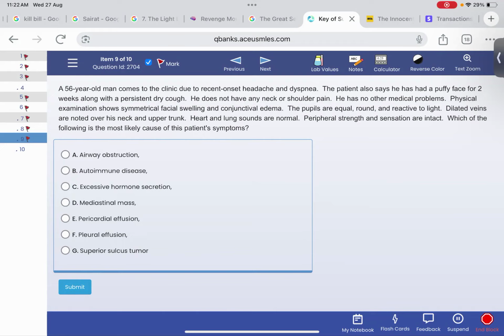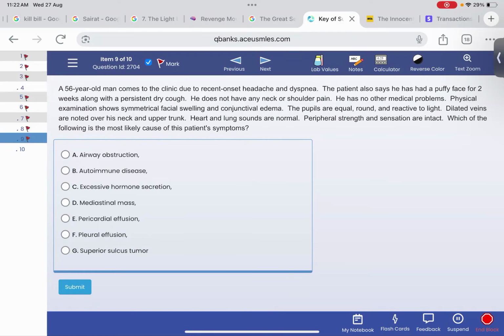Mediastinal mass? Perfect. So basically, in superior vena cava syndrome, a tumor compresses the superior vena cava, and the superior vena cava drains blood from the upper extremities as well as from the head and neck. So there is facial swelling and conjunctival edema due to the head and neck drainage, and there are distended veins in the neck and upper trunk due to the upper arm drainage. These are affected because the superior vena cava is compressed.